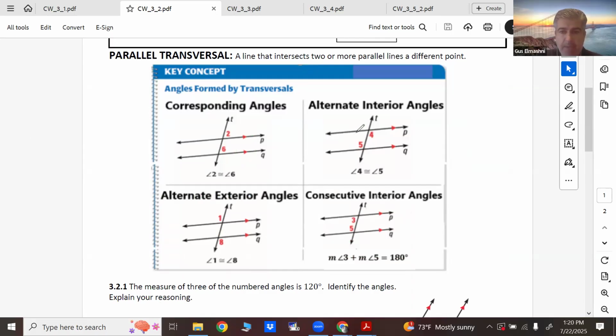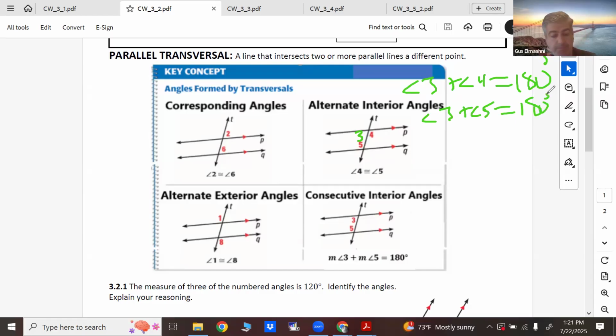That's because if I put angle 3 here, I know angle 3 and 4 add up to 180. And since angle 4 and 5 are the same, if I substitute, I expect the same thing to happen. Okay, so that's what's happened there.